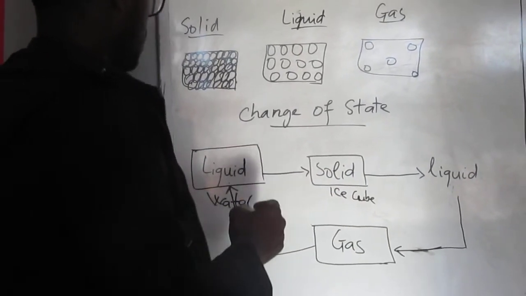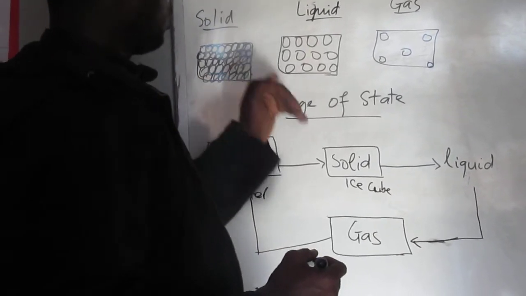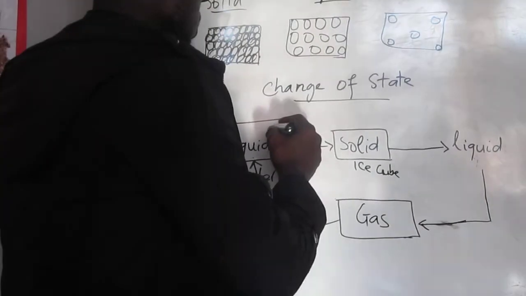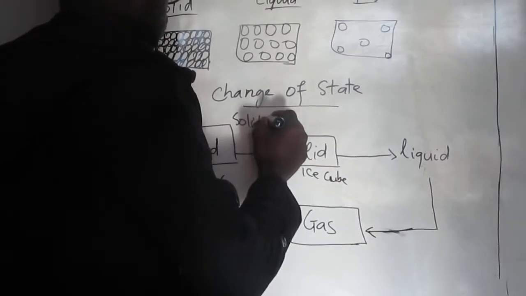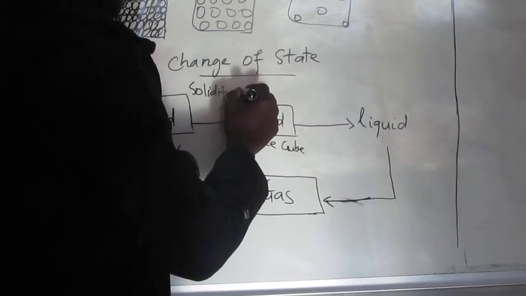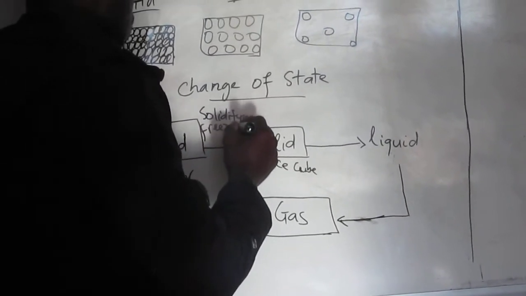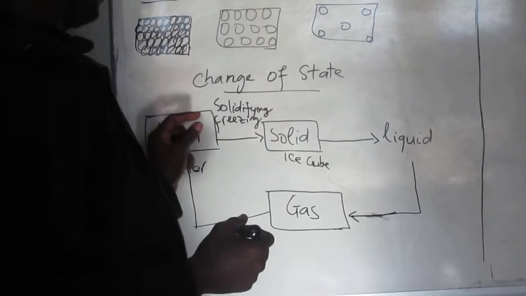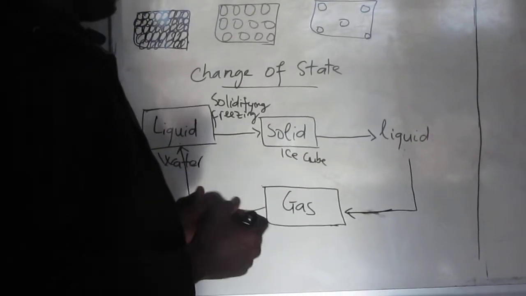And this process of changing the state, the liquid changing to solid, is called solidifying or solidification, or we can say freezing as well, when we put it in the freezer. So our liquid will change to solid. If we have water, it will change to the ice cube.